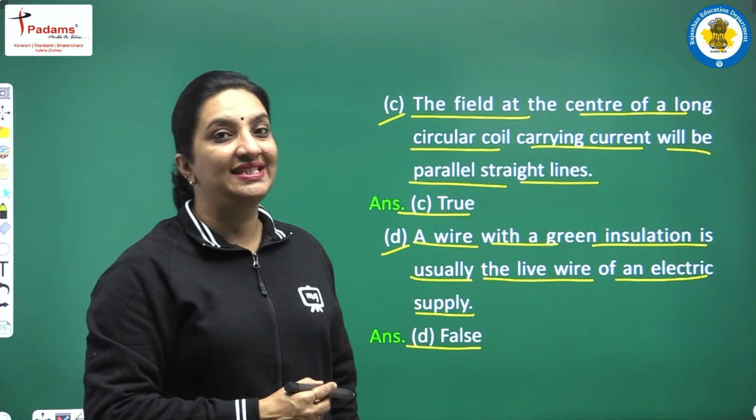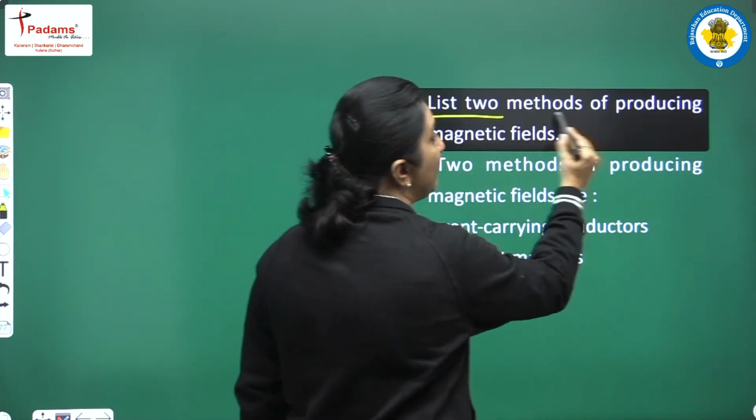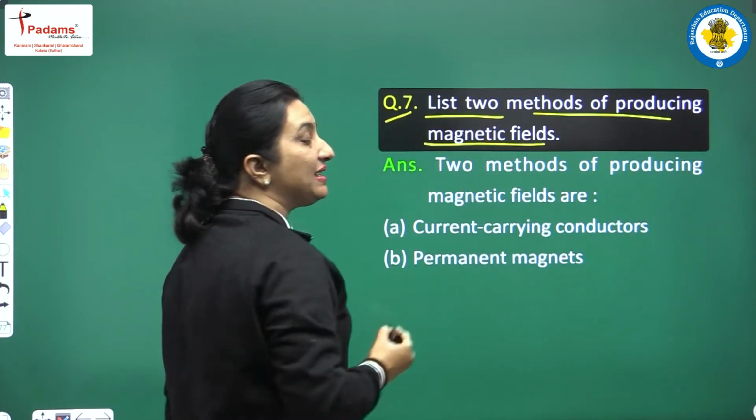Right students? Let's see the next problem. Question number 7. List 2 methods of producing magnetic fields.